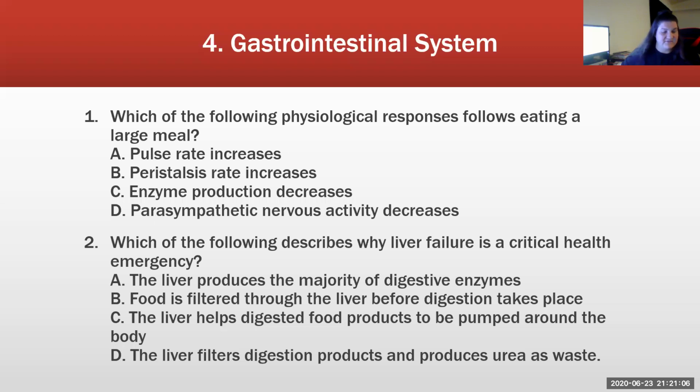It increases after the food enters the digestive system compared to when there's no food. So the peristalsis rate decreases when there's no food in the system. It just kind of slows down and goes, oh, well, I've got nothing to do, so I'm just gonna hang out.